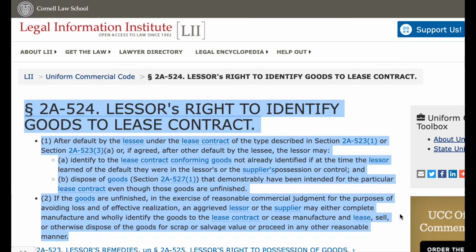Dispose of goods, Section 2A-527, 1, that demonstrably have been intended for the particular lease contract even though those goods are unfinished. 2. If the goods are unfinished, in the exercise of reasonable commercial judgment for the purposes of avoiding loss and of effective realization, an aggrieved lessor or the supplier may either complete manufacture and wholly identify the goods to the lease contract or cease manufacture and lease, sell, or otherwise dispose of the goods for scrap or salvage value, or proceed in any other reasonable manner.